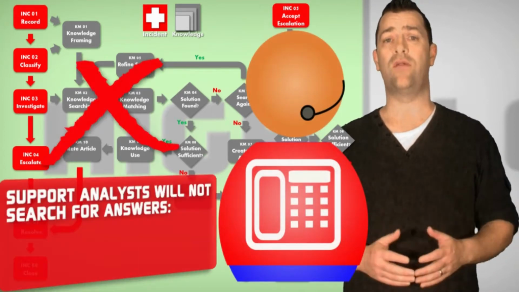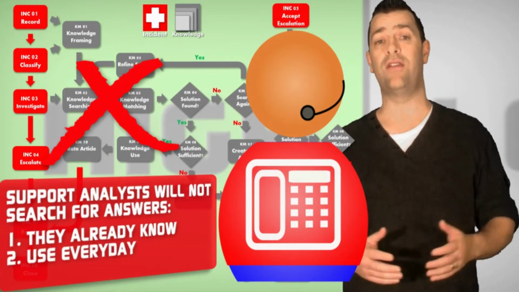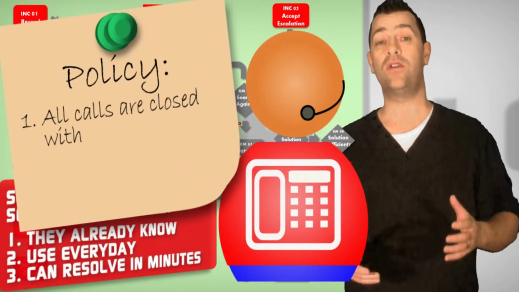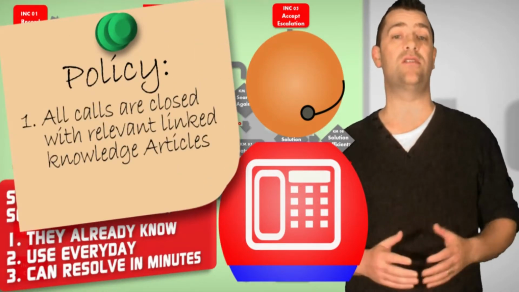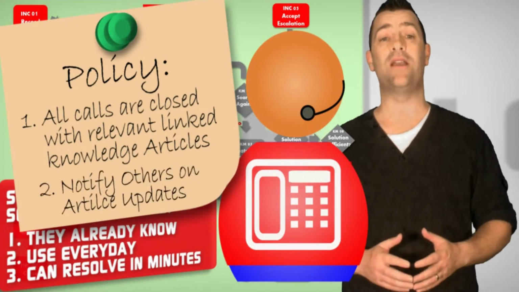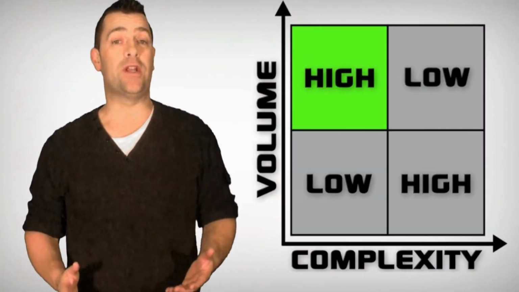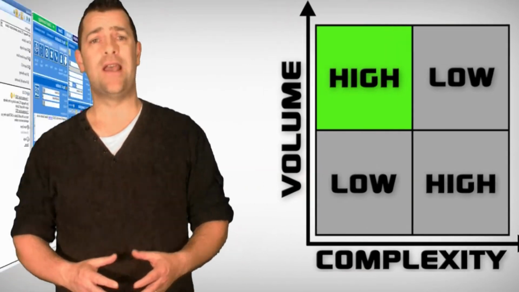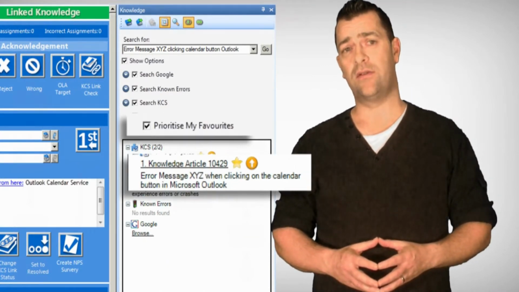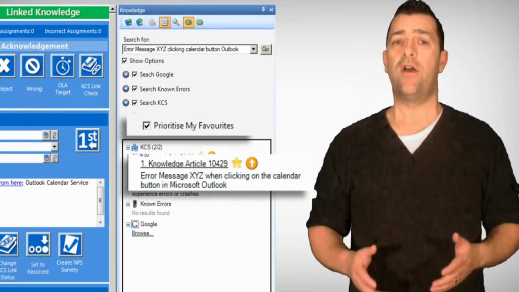Support analysts are not going to search for an answer in the knowledge base that they already know in their head, use every day, and can resolve in a matter of minutes. However, we still want to know how often issues are being resolved, and we need a way to notify support analysts if there is new information about the issues or resolution. Organisations that deal with frequently used and widely known resolutions will often create a quick click list or a favourites list of articles.